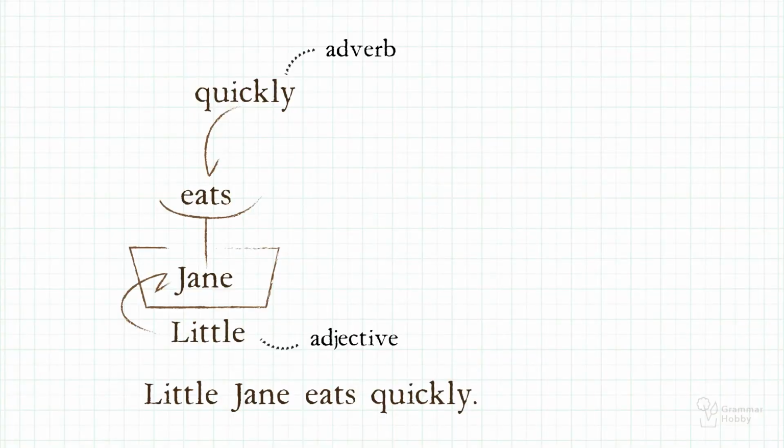If we want our sentence to have adjectives, we just need to find nouns in it and describe them. For example, little Jane eats quickly. Try to add the adjective in your drawing. In our current sentence, it tells that Jane is not simply Jane. She is little Jane. And she doesn't simply eat, but she eats quickly. The adverb, quickly, connects to the verb, eats. And the adjective, little, connects to the noun, Jane, because these modifiers give more details to those words.